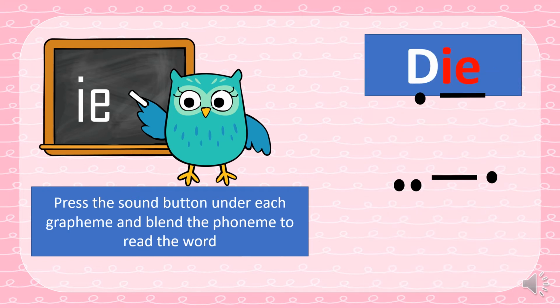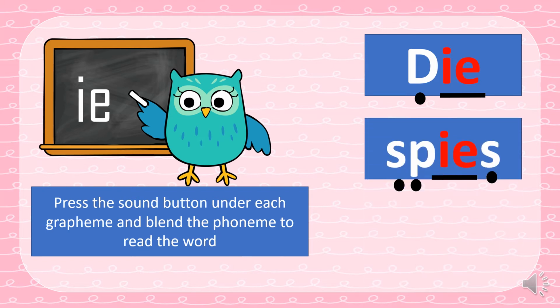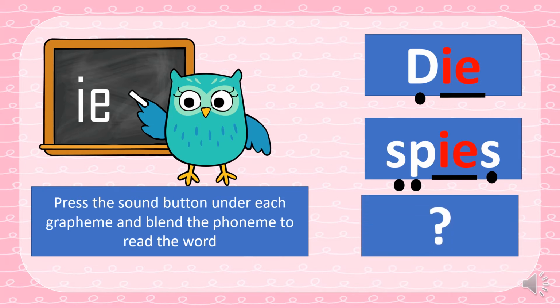But our first example is die. So the daffodil will die after a time out of water. D-I. Second one we have, the SP blends together, so we have sp, I, z, spies. Can you come up with a third example with the I sound?